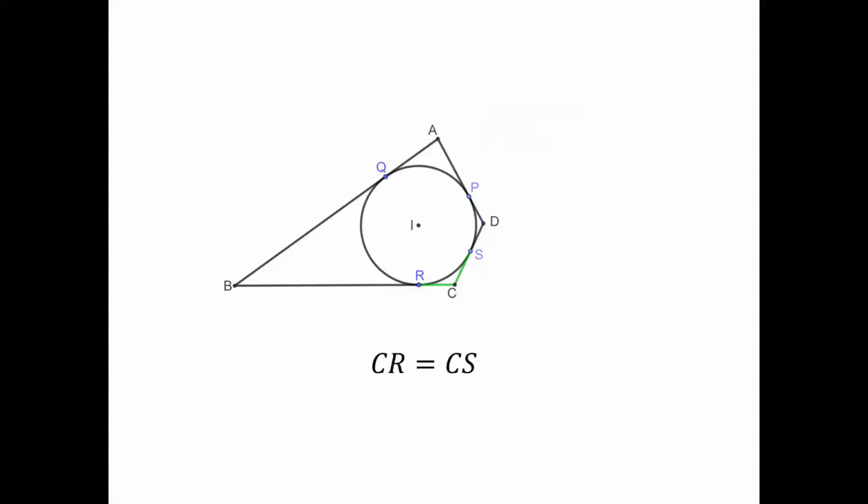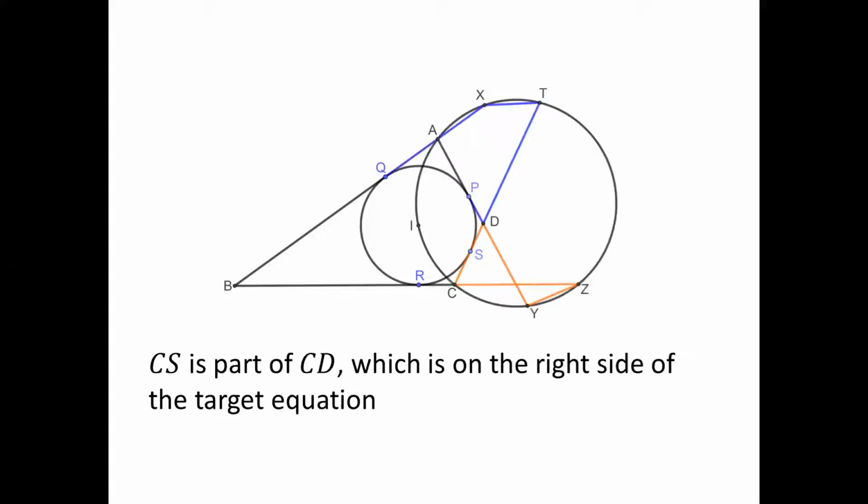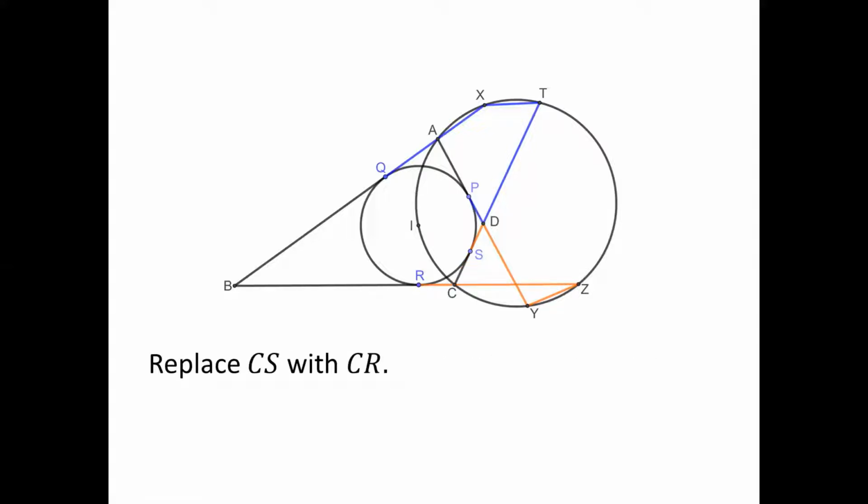From the point C, we have two tangent segments, CR and CS. This time, CS is orange, meaning it is on the right side of the equation. We replace CS with CR. Now CR is in orange.